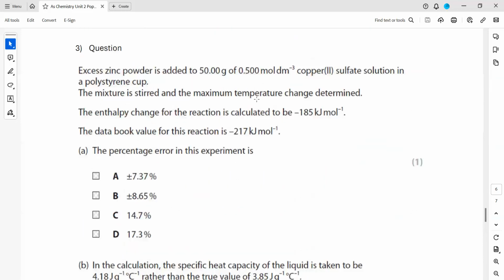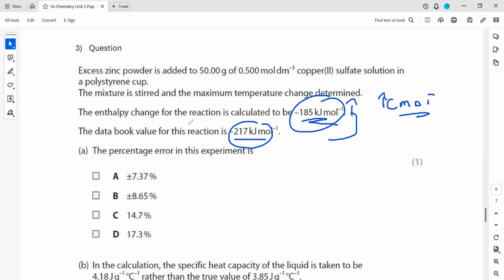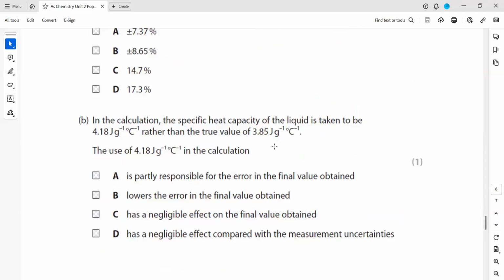Because whenever you use a true value, for example here when we calculated mc delta T, we took 4.18. But if we use the true value, the specific heat will be higher, so this value will be higher. As a result, the difference between them will decrease. Or, if the data booklet value was calculated with the true value, but you use 4.18, the data booklet value will be smaller, so the difference between them will decrease as well. So both ways you can do this question.